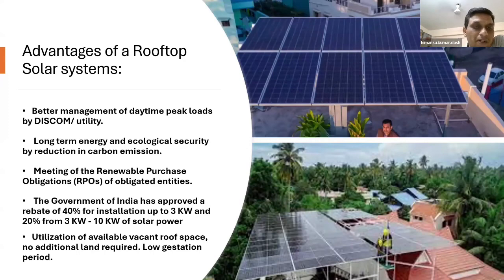Then meeting renewable purchase obligations, that is RPOs. This is a legal term and it is mandatory for the obligated entities. So what are the entities who are obliged to comply with these RPO guidelines of the honorable government? That we will be going through in further slides. Also, there is financial incentive by Government of India, that is up to 3 kilowatt, there is 40% rebate. So we call it CFA benefit, that is called Central Financial Assistance. So in further slides, we'll be going through that.